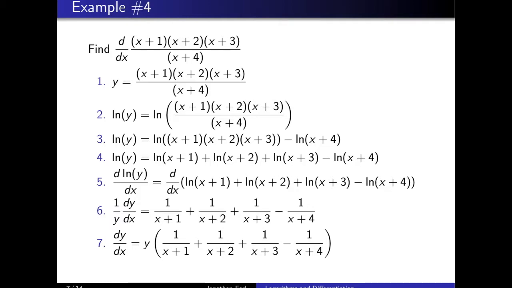When we do that on the right, what we've done is switch products and quotients into just sums and differences. So we'll find the derivative of the natural logarithm of x plus 1. Well, we'd easily find that to be 1 over the argument times the derivative of the argument, just using our chain rule. So we'll get 1 over x plus 1 times the derivative of x plus 1, which is just nicely 1. Then the derivative of the natural logarithm of x plus 2 is just going to be 1 over x plus 2. The derivative of ln of x plus 3 is 1 over x plus 3. And the derivative of ln of x plus 4 is 1 over x plus 4.